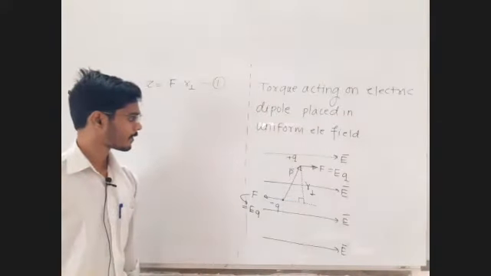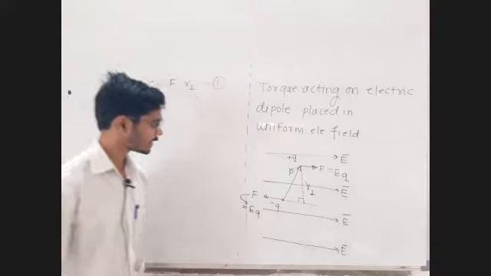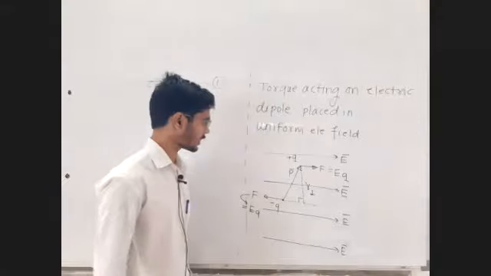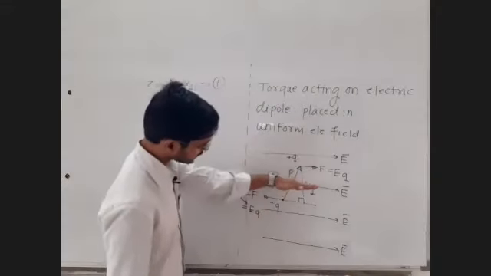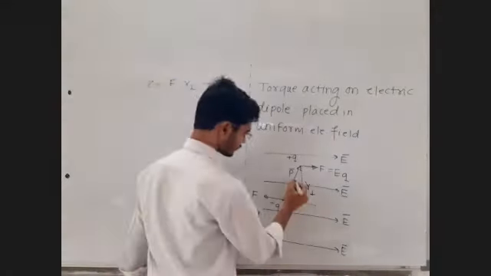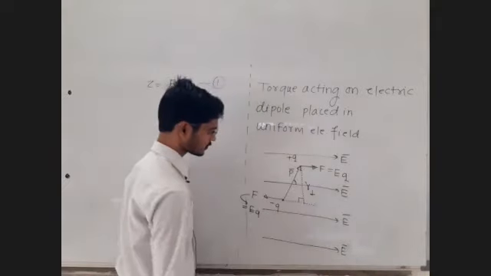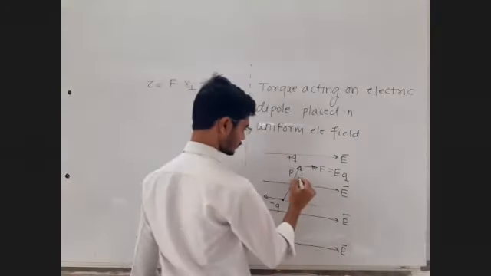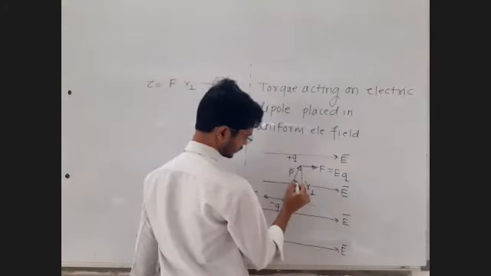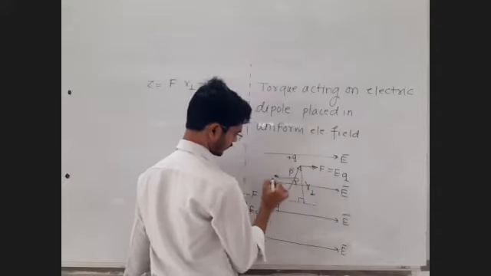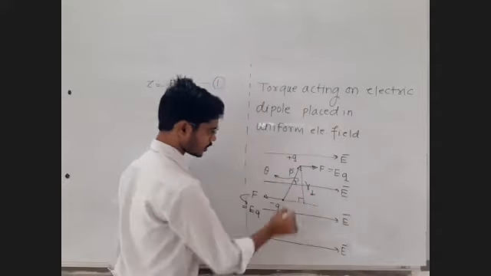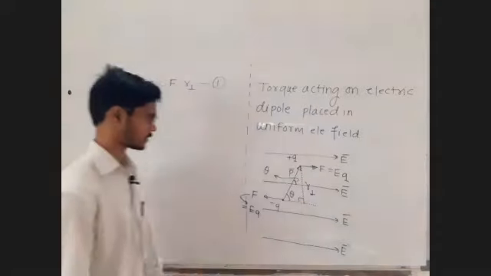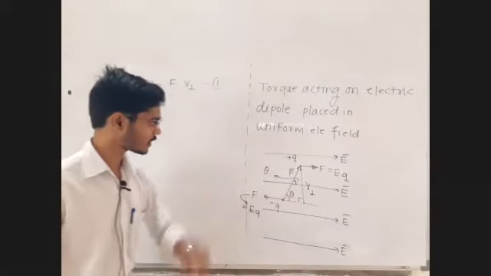Now, let's say the angle between the electric dipole moment and the electric field, for the given position, is theta. The angle between P bar and E bar is theta. So I will draw one arrow like this and theta here. If this angle is theta, automatically this angle is also theta.